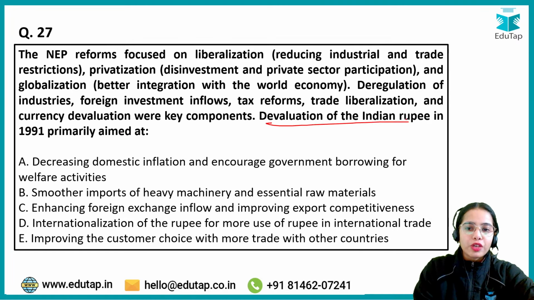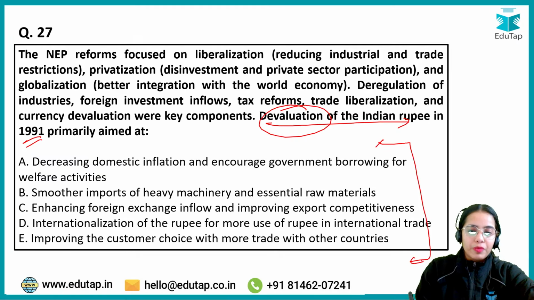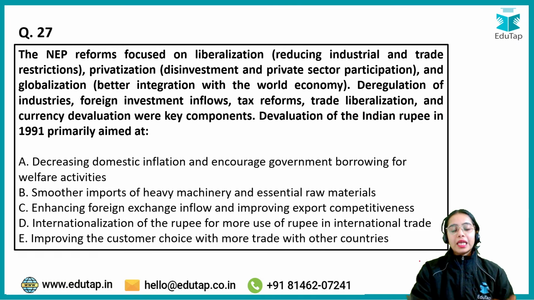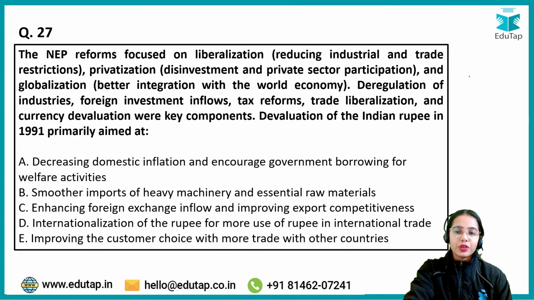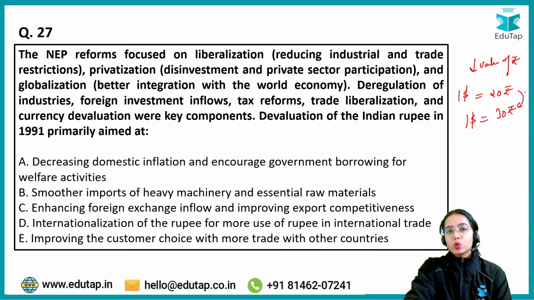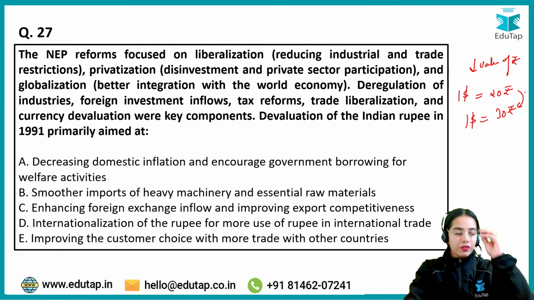Now, devaluation of the Indian rupee. In 1991, there was a devaluation of the Indian rupee. So which of the following was the aim for devaluation of the rupee? If the rupee was devalued, what was the main aim? Devaluation of the Indian rupee means decreasing the value of the rupee. Before, let's say we were giving 20 rupees to get $1. Now we have to give 30 rupees to get $1. So the value of the rupee has decreased, and we have to give more rupees to get $1.